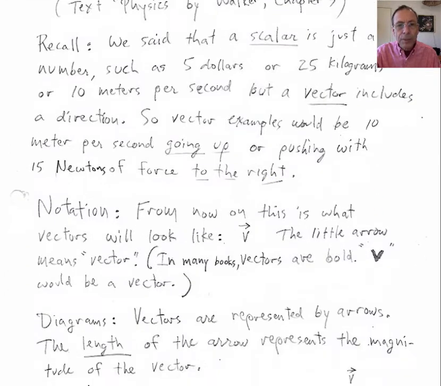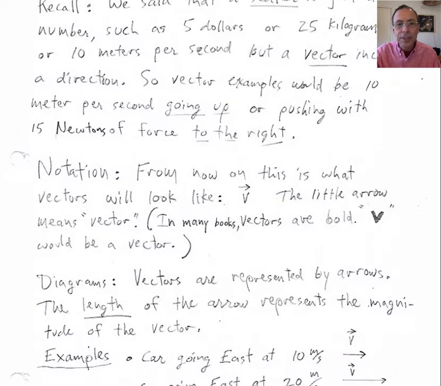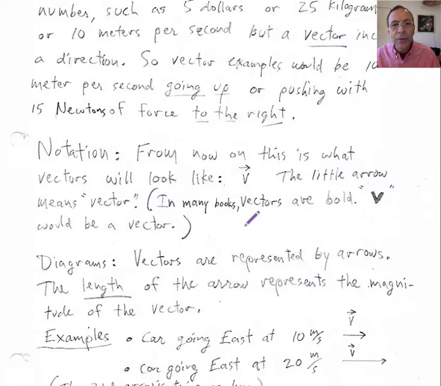Now, we're going to have notation to indicate vectors. So if you see a symbol like A or X with a little vector arrow over it, that means it's a vector. So V, all by itself, would be the speed, the scalar speed, whereas V with an arrow over it means the velocity, because now it has a direction.